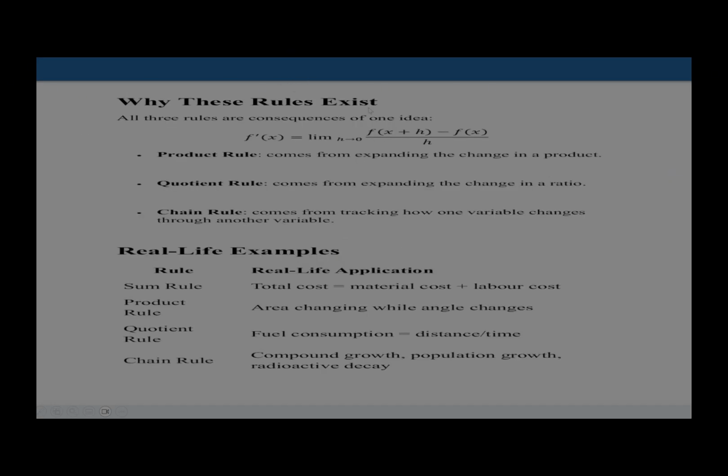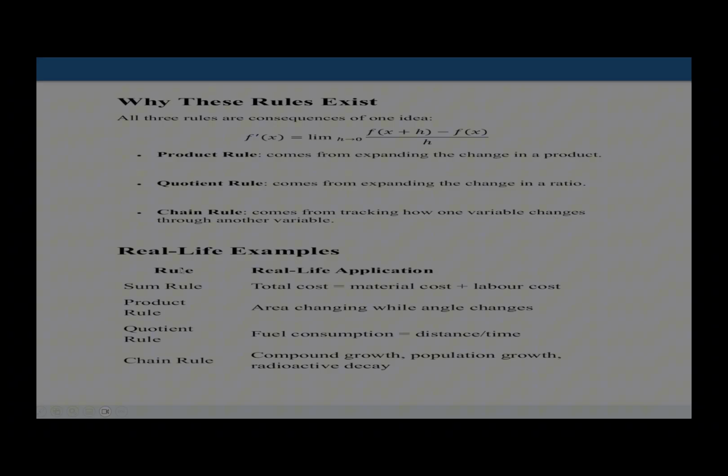Okay, why does this rule exist? I'm going to explain again. All three rules are consequences of one idea. They all come from this idea, which we've said many times: a little change in x, taking the limit as the change in x approaches zero. The product rule comes from expanding the change in the product. The quotient rule comes from expanding the change in a ratio. And the chain rule comes from tracking how one variable changes through another variable.